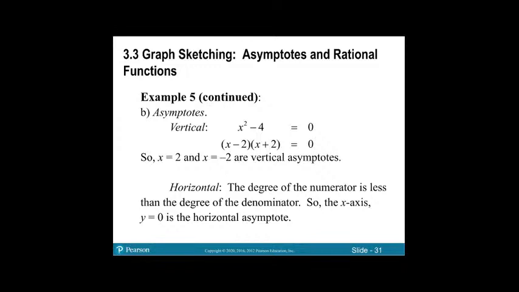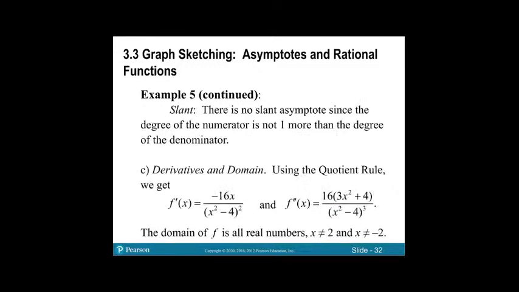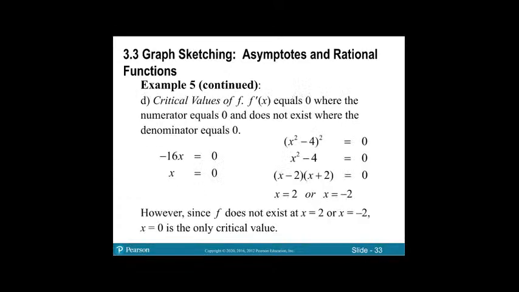y-intercept, no x-intercept. We got our vertical asymptotes. There was no slant. We looked at the first and second derivatives. I think we found the missing 16 that we were missing. Okay, we found it. Critical values. The only one was 0.